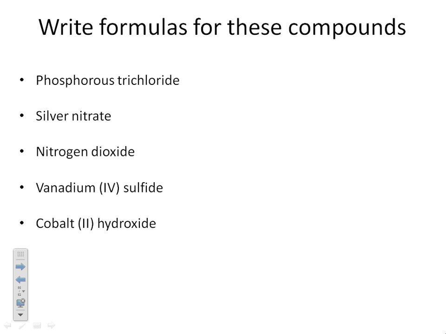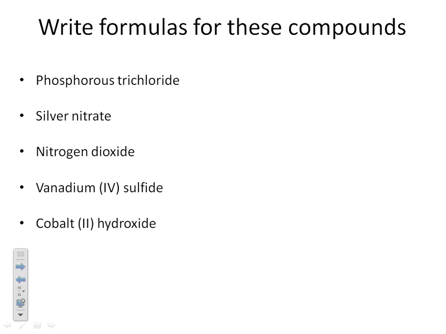So, some practice writing formulas for these compounds. First up, phosphorus trichloride. First question, is it ionic or covalent? Ionic is metal and nonmetal, covalent is two nonmetals. From a name like phosphorus trichloride, we know we are dealing with phosphorus and chlorine. Those are two nonmetals.